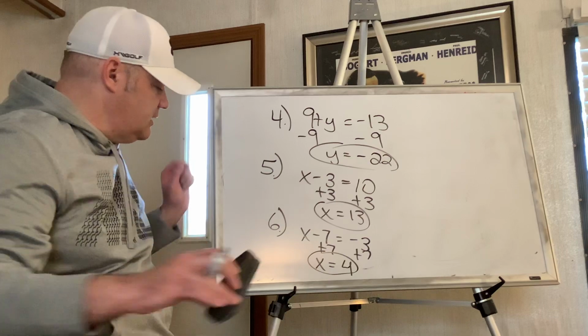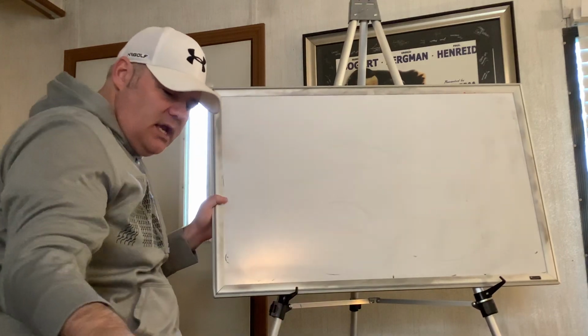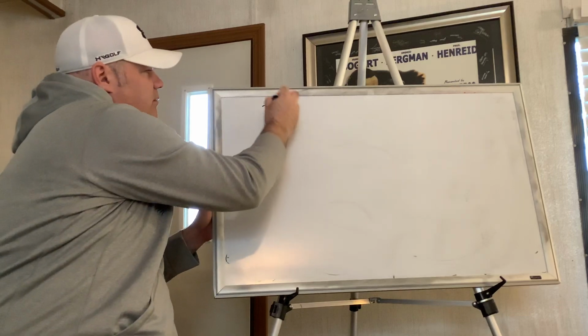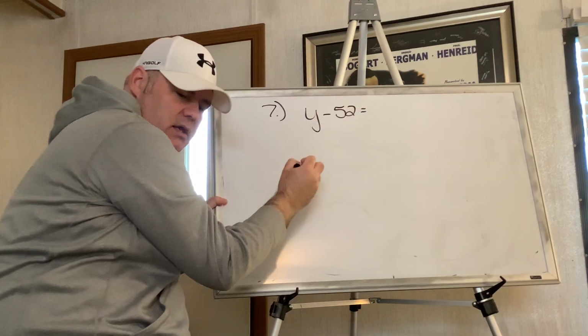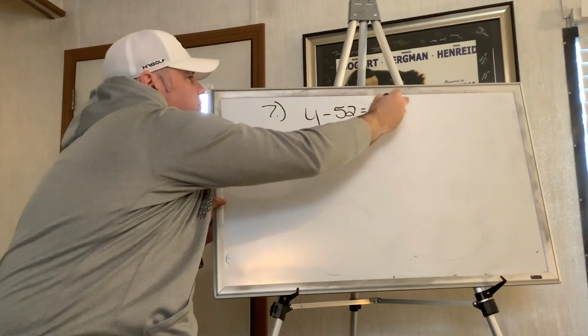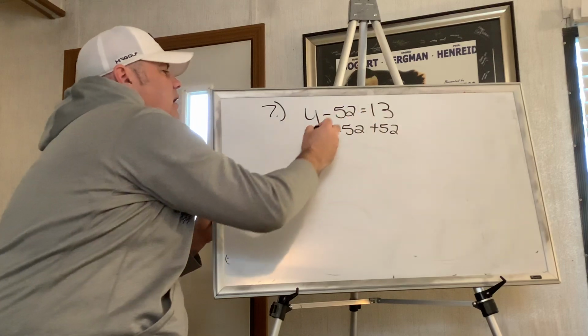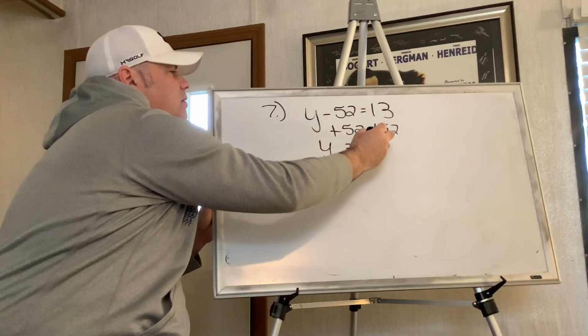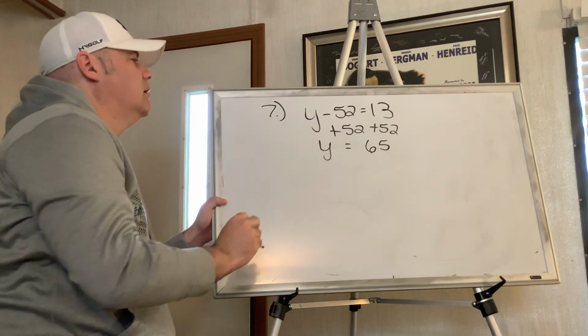Okay, let's keep going. We had a couple more. I think we changed place. Well, not yet. Number 7 was, I just made this one bigger, y minus 52 equals 13. So you add 52 again, okay, and y is going to equal 65, okay.